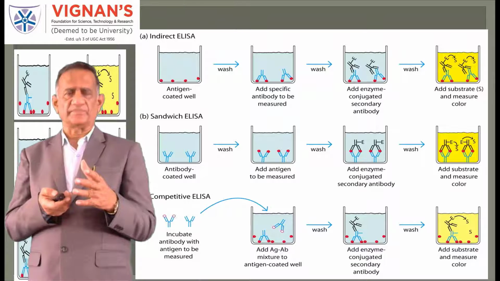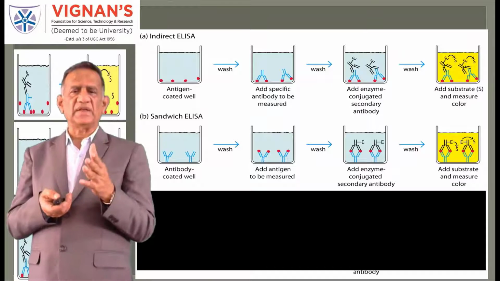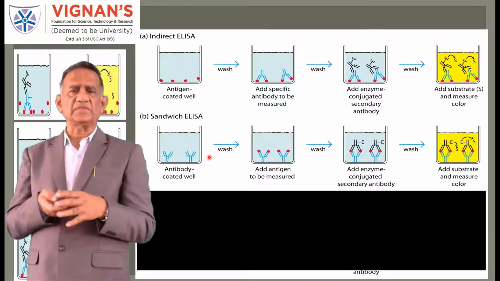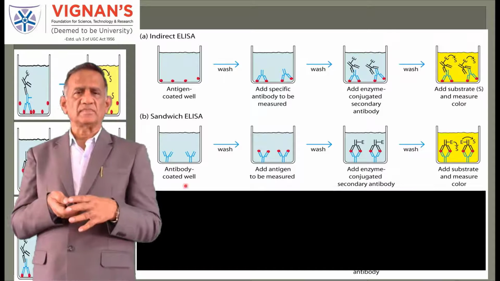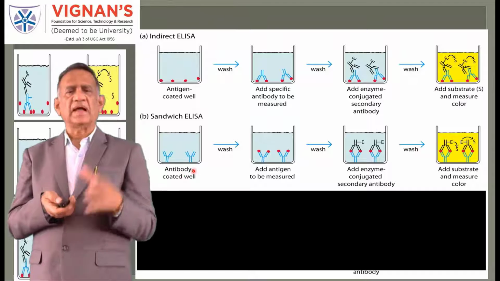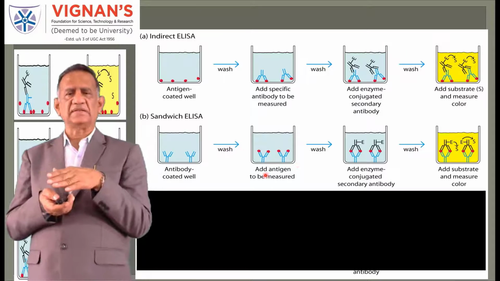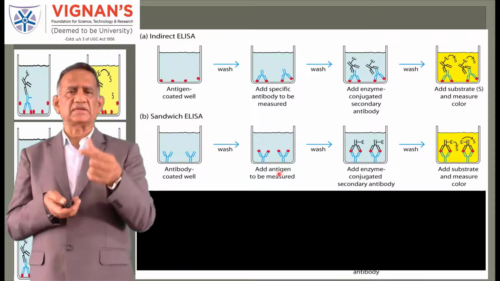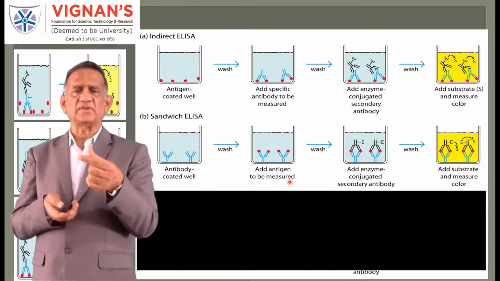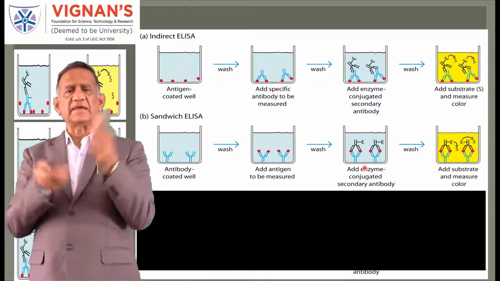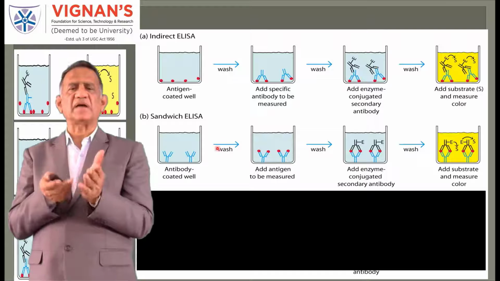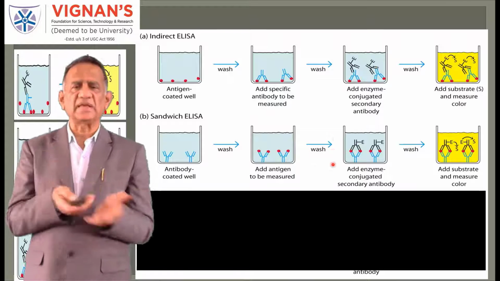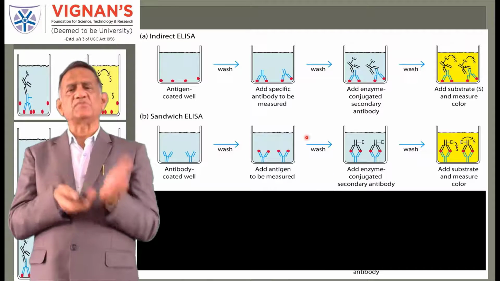Next one is the sandwich ELISA. In the sandwich ELISA, to begin with we put the antibody coated wells. And later we add the antigen. The antigen will get bound to the Fab region of the antibodies. Here every time washing is required because unbound floating antibodies or antigens need to be washed off.